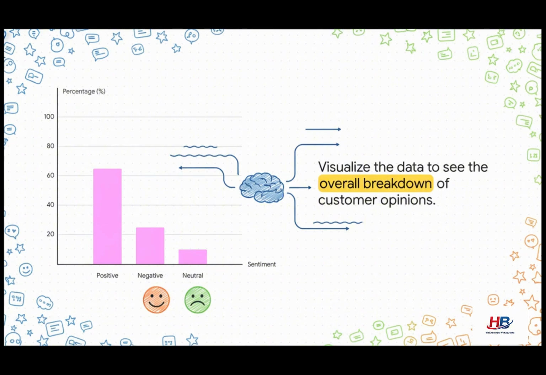Okay, now imagine doing that not for one sentence, but for millions of them. All of a sudden, you start to build this incredible big picture. You can visualize all that data, like in a simple bar chart here, and instantly see the overall breakdown of opinion, what percentage of people are happy, what percentage are unhappy, and who's just sitting on the fence.